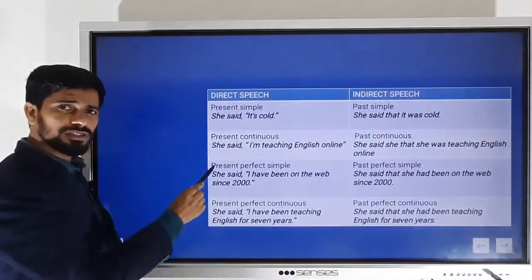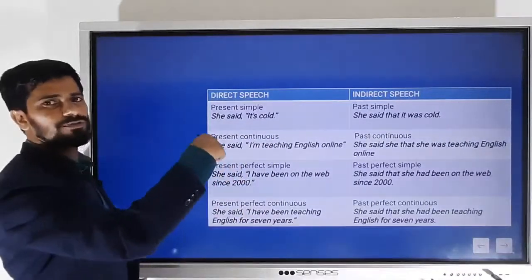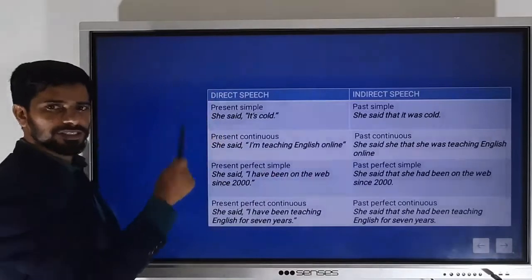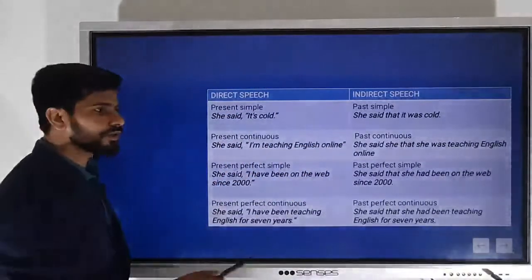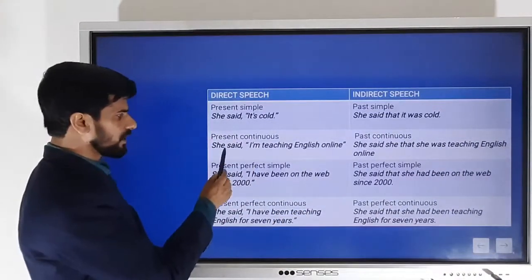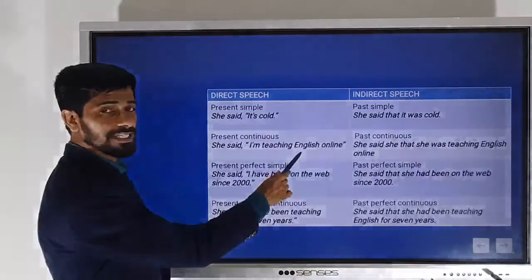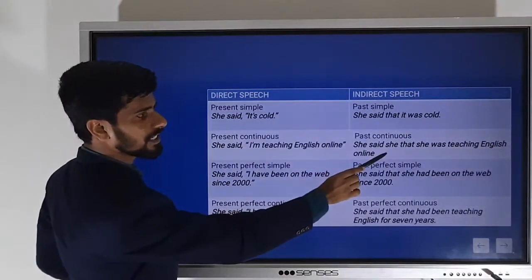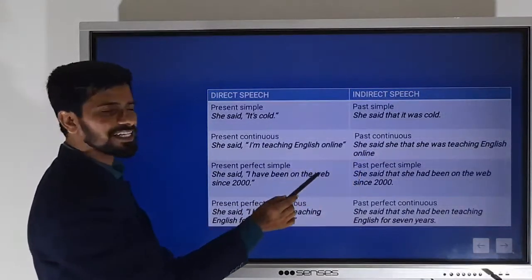And if it is present continuous, automatically it goes to past continuous. So whatever present comes here, you will have to convert it to past. So simple present to simple past, present continuous to past continuous, present perfect to past perfect, present perfect continuous to past perfect continuous. Right. So in present continuous, she said, I'm teaching English online. She said that she was teaching English online.